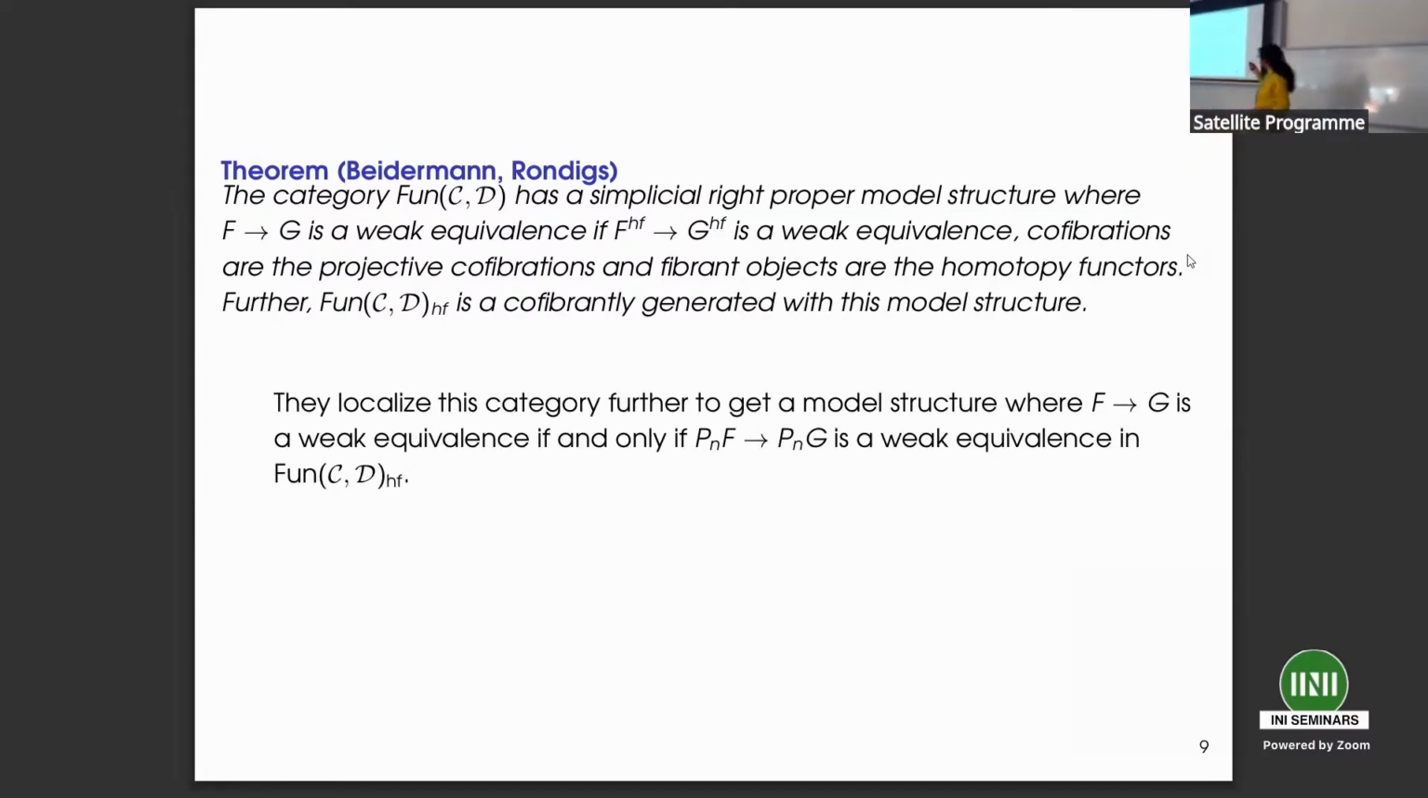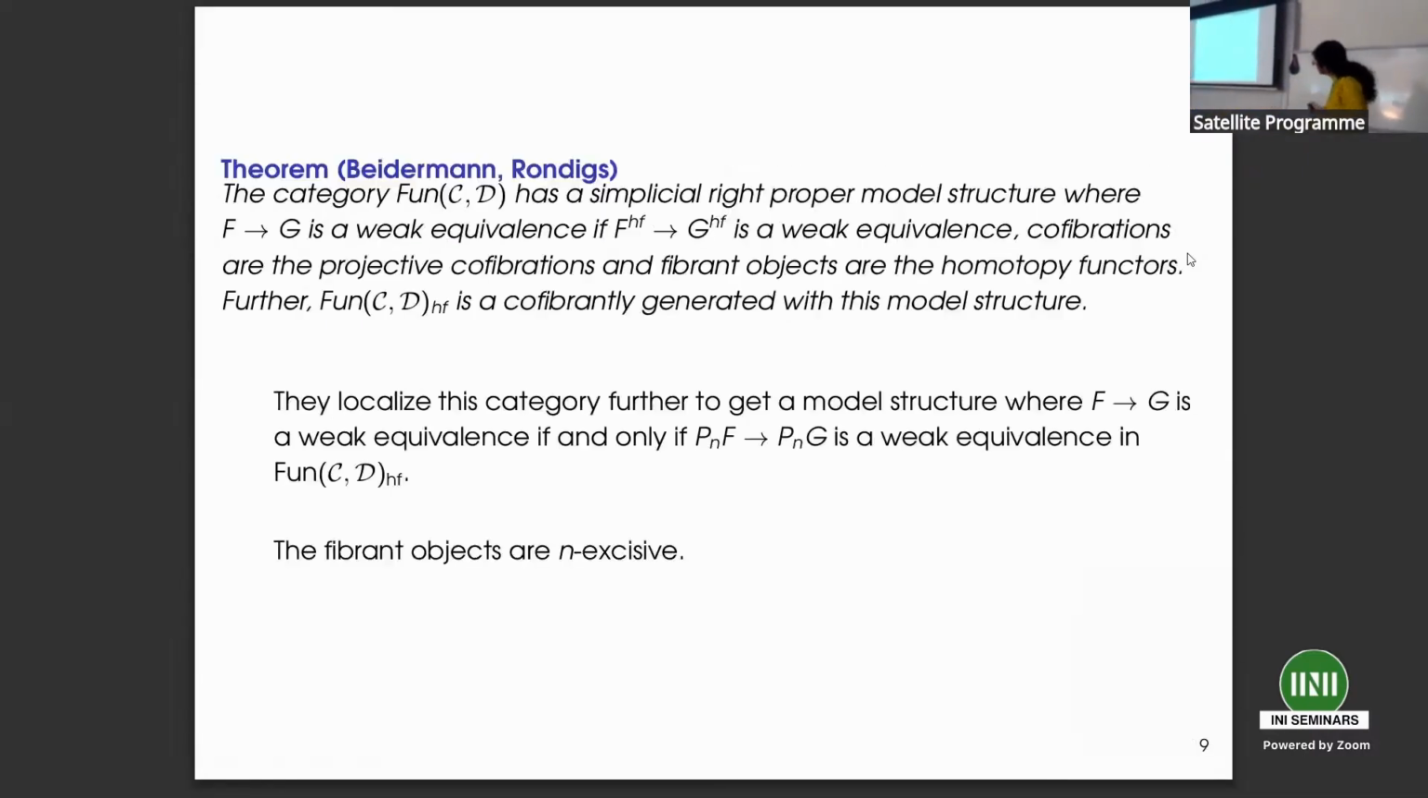So they start with this model category and then localize it further, again applying the same theorem to show that you get a model structure where two functors are the same if their nx isog approximations are the same. And the fibrant objects in this model structure are exactly nx isog. So the interesting part is that they are able to show that this model, I don't know how to use the pointer, but the cool part of this theorem is that the model structure they end up with is cofibrantly generated.